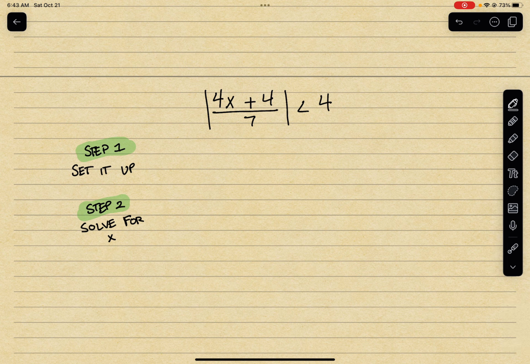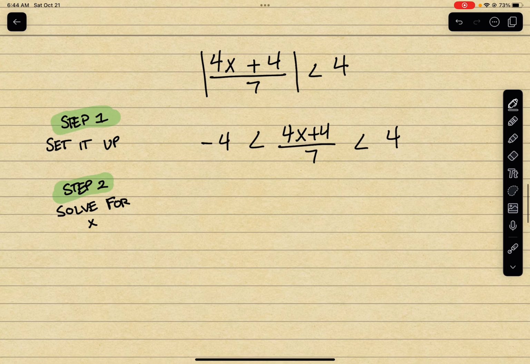So if you want to pause this video, try to do it yourself, and then play the video, you can do that. So step 1, I'm going to set it up. So we got 4x plus 4 over 7. But because this is an absolute value, I know I have a negative 1. So I'm going to keep that same symbol opening that way. Put a negative 4 right here.